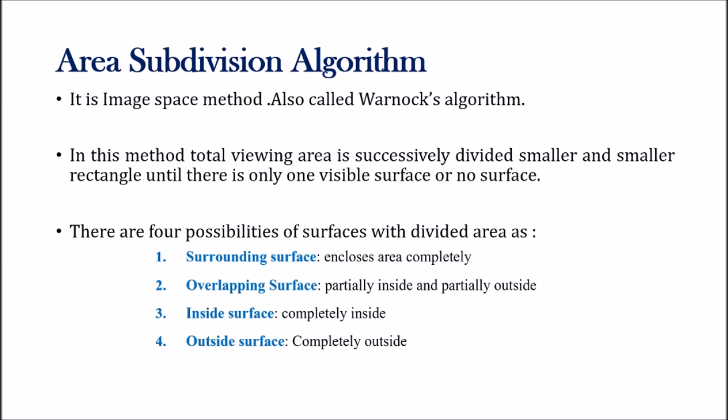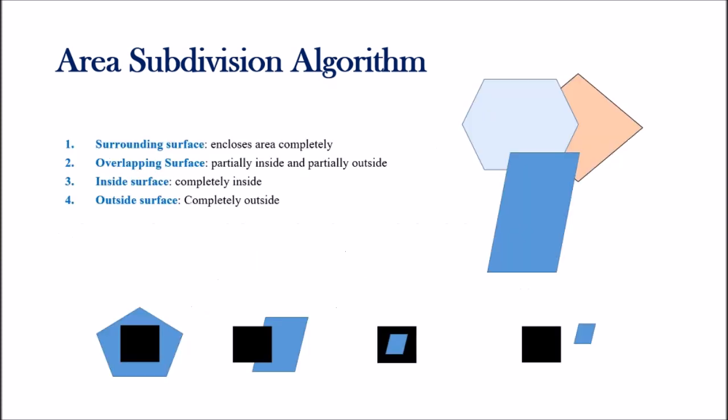Now there are 4 possibilities of surfaces with the divided area. One is the surrounding surface, which will enclose the area completely. I will show you what it is. Then the overlapping surface, which is partially inside or partially outside. Inside surface means that surface is completely inside the divided area, and outside surface means completely outside the area.